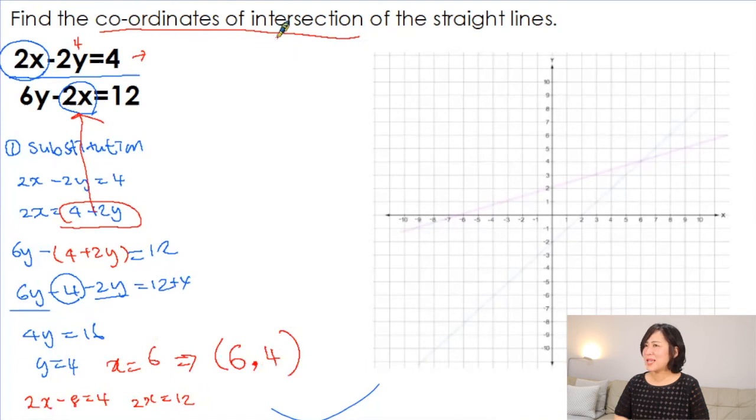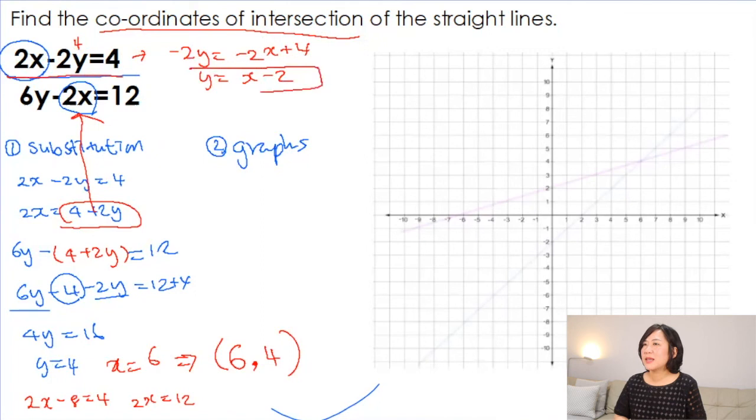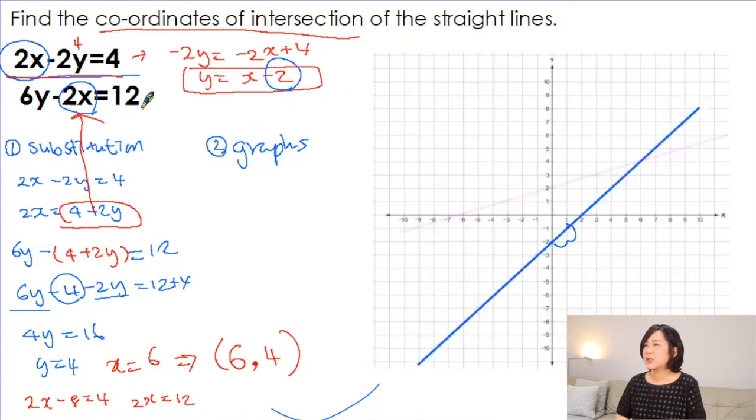Now that is definitely the coordinate of the intersection, right? But let's double check with graphs. So let's draw the graph very quickly. The first one, let's change this into the standard form. Minus 2y equals minus 2x plus 4. So y equals x minus 2. Then our y-intercept is minus 2, and your gradient is 1. So let's connect the two points. Then this is the graph for y equals x minus 2.